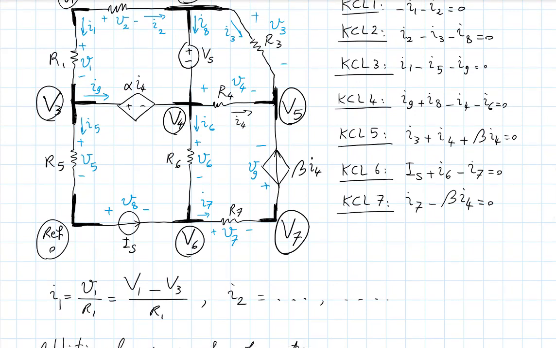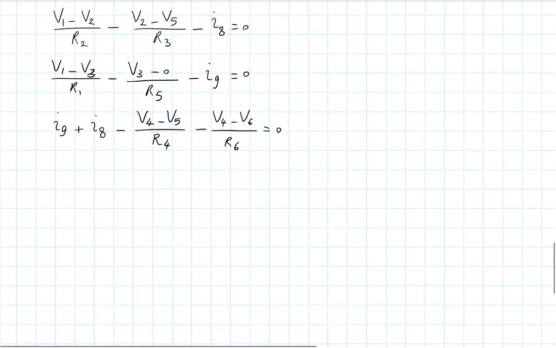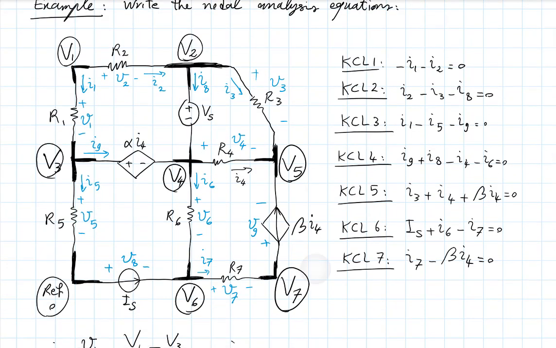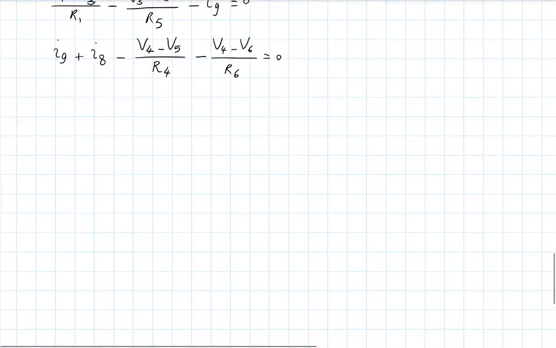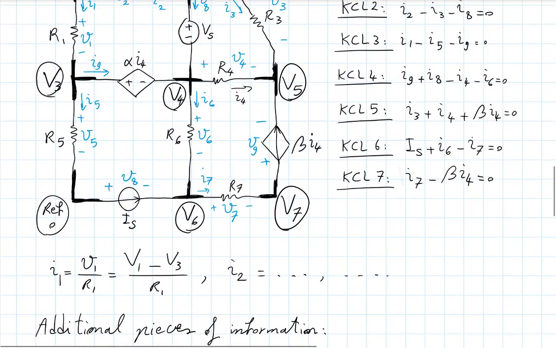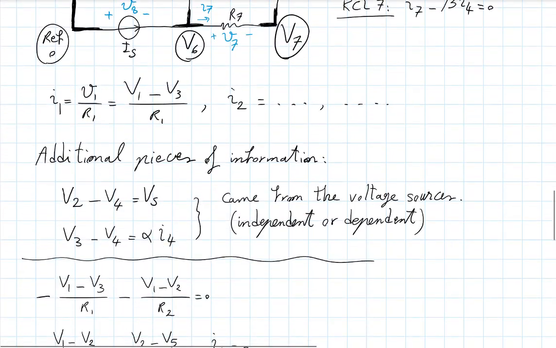Then the next equation, we have I3, which is V2 minus V5 by R3. I4, which is V4 minus V5 by R4. And beta I4, which is beta times V4 minus V5 by R4. So V2 minus V5 by R3 plus V4 minus V5 by R4, and that's 1 plus beta times that.